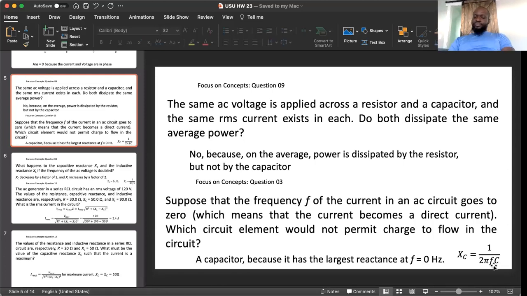So the reactance becomes large. So it will not allow charge to flow in the circuit. And that is why a capacitor just acts as if you are charging it at that time. It just sucks all that.